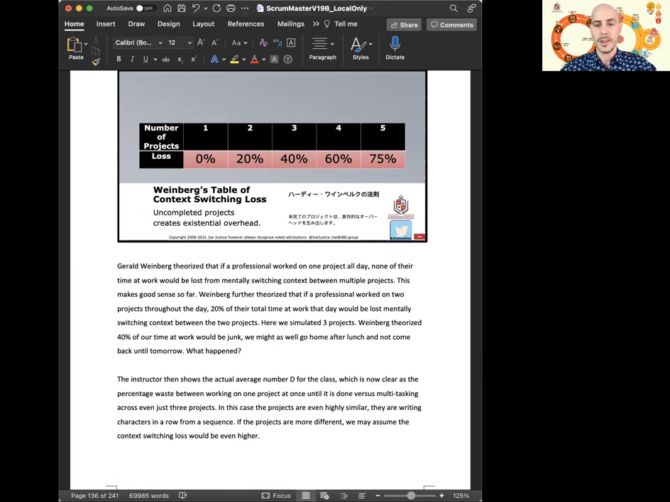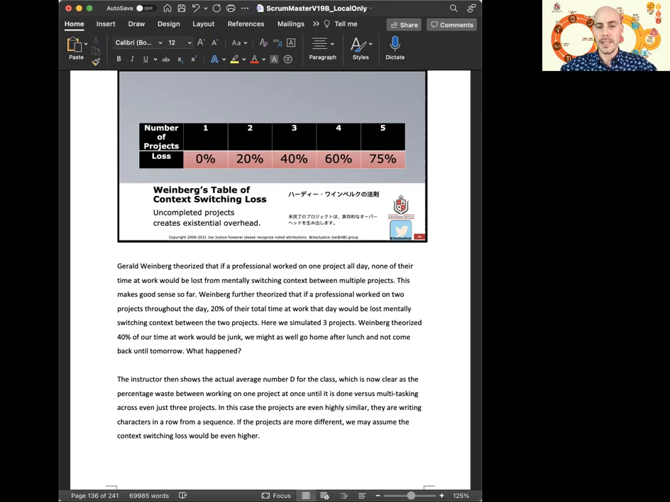Here we simulated three projects. Weinberg theorized 40% of our time at work would be junk. We might as well go home after lunch and not come back until tomorrow. What happened? The instructor shows the actual average number D for the class, which is now clear as the percentage waste between working on one project at once until it is done versus multitasking across just three projects.